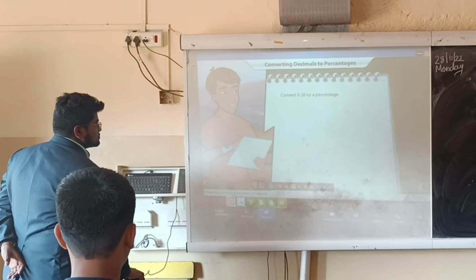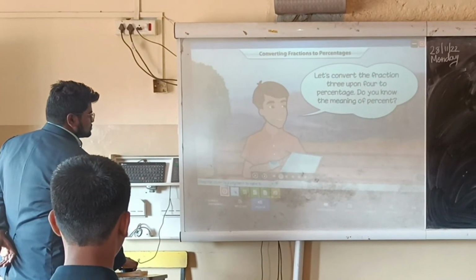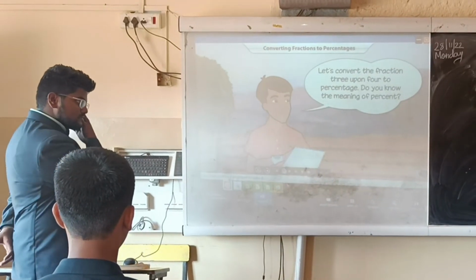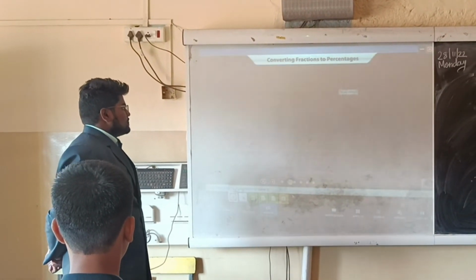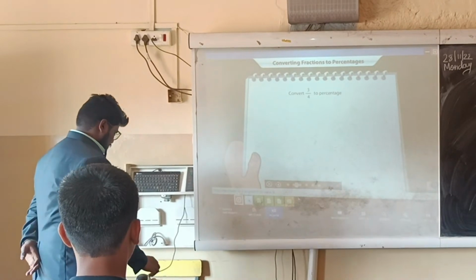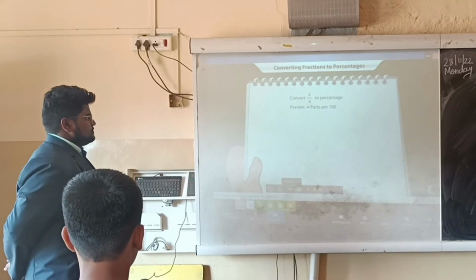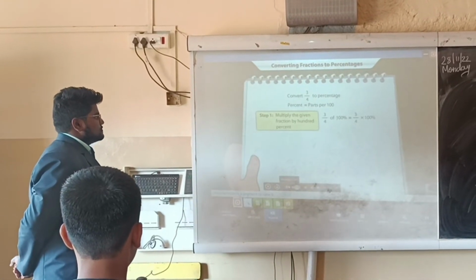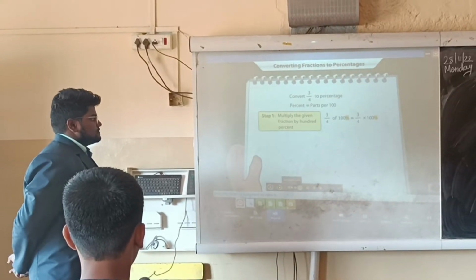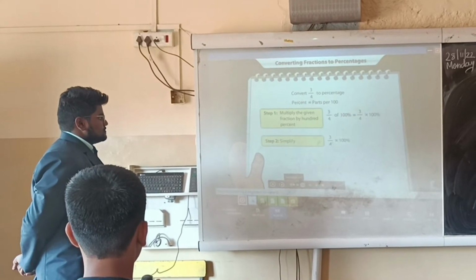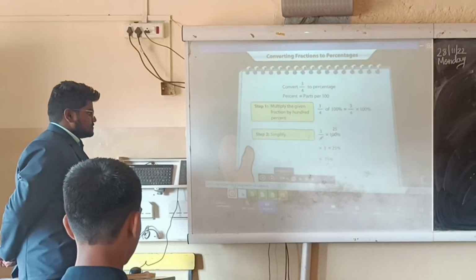Let's convert the fraction 3 upon 4 to percentage. Do you know the meaning of percent? Percent means parts per hundred. Correct. So by converting 3 upon 4 to percentage, we are actually finding out 3/4 of 100. So multiply the given fraction by 100%. Remember to put the percent symbol beside 100. Then simplify and write the answer as percent. So 3 by 4 is equal to 75%.